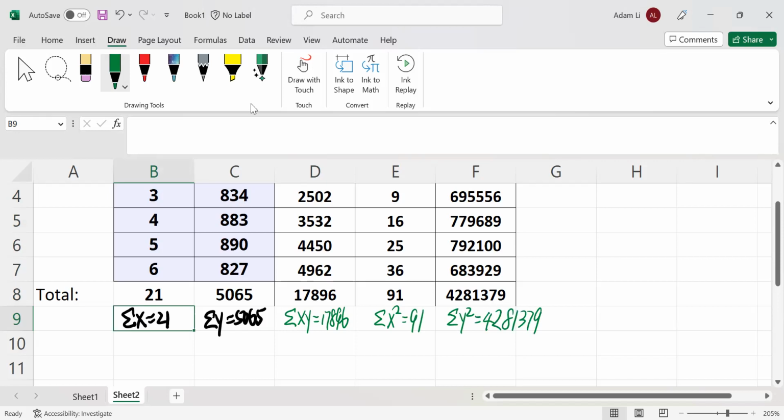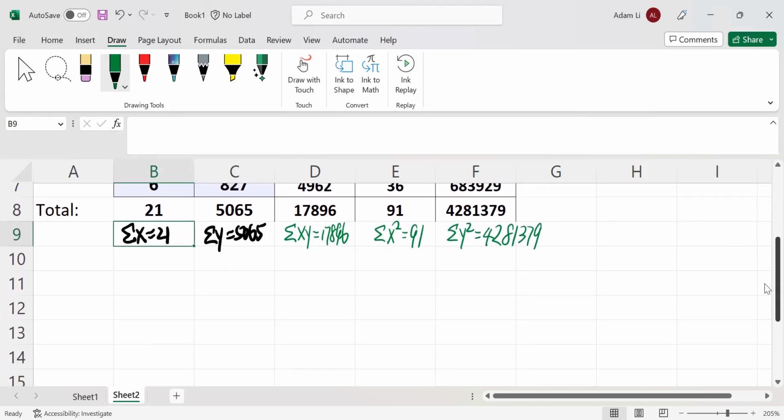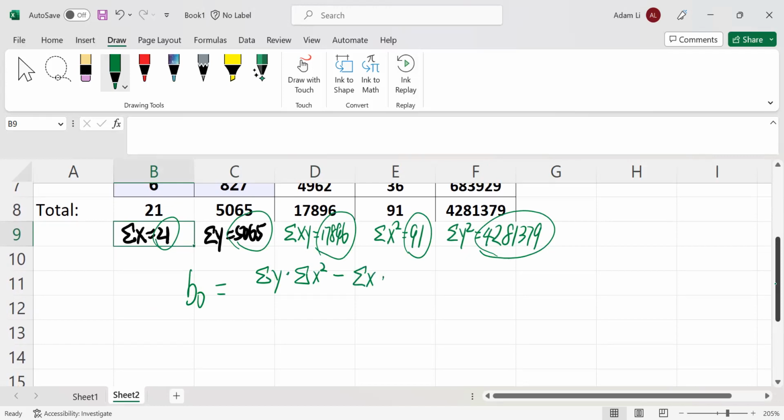So we have all the numbers now. First of all, we're going to find out the B0. So those are the numbers we need to put into the formula. Now the B0 formula is: N times total of Y, you get it from the formula sheet, times total of X squared, minus total of X times total of XY, over N times total of X squared minus total of X squared. You can put in the parentheses if you want to.